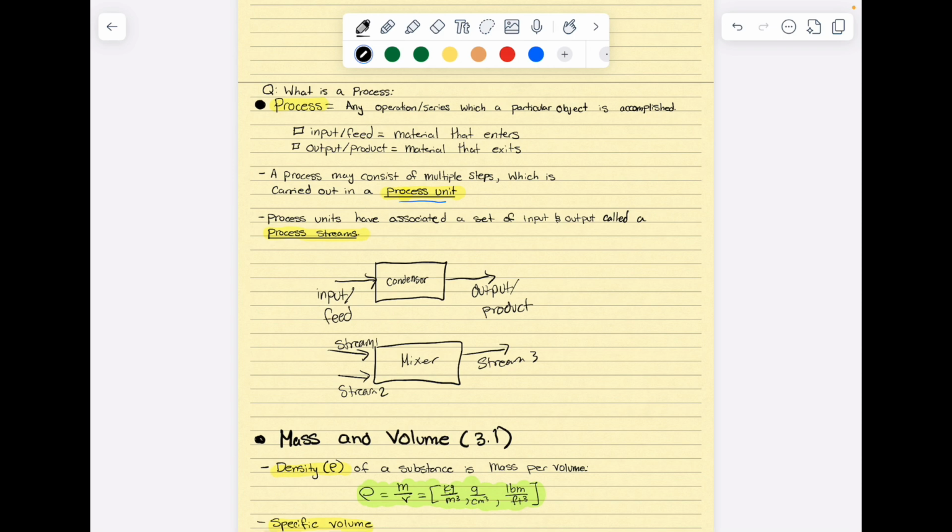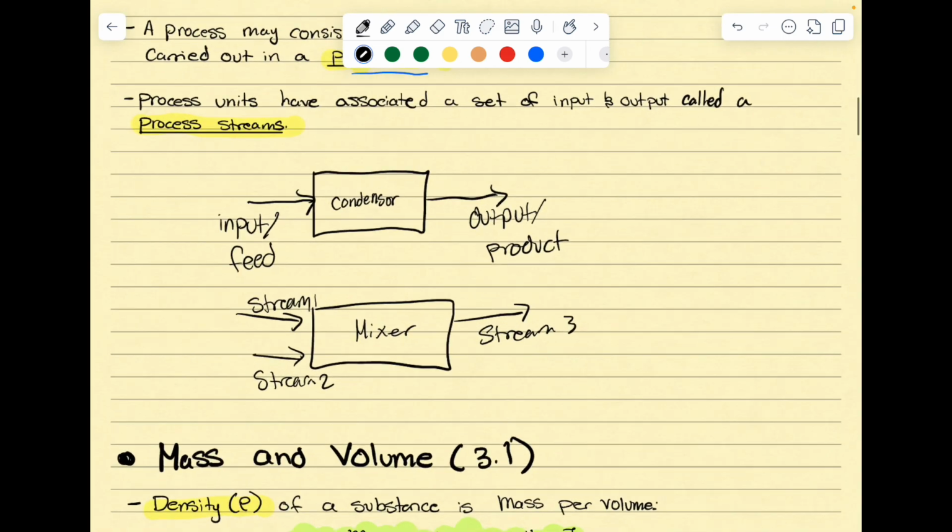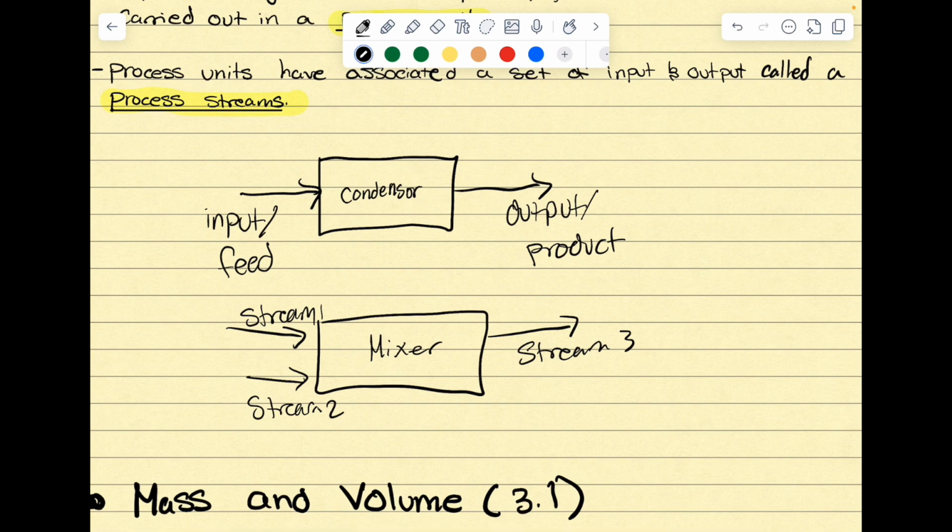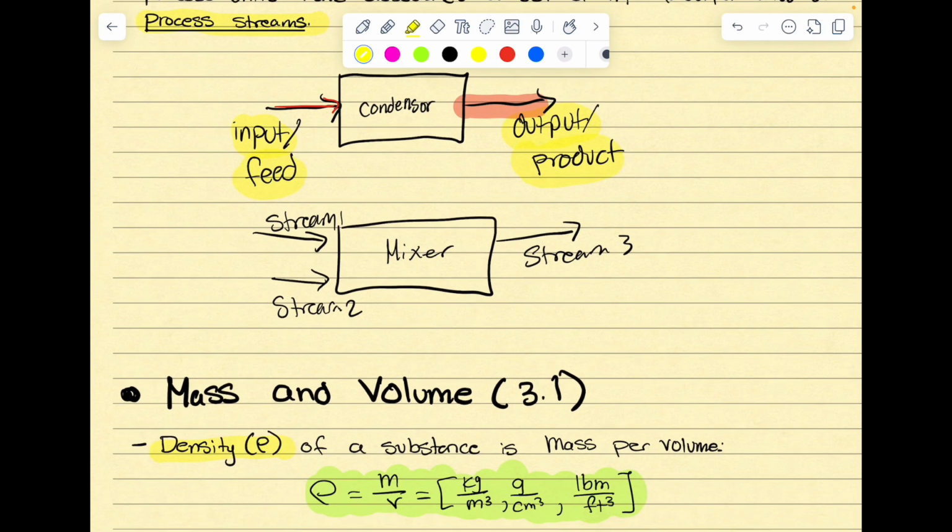Process units have associated a set of inputs and outputs called process streams. So what we mean is we can have a stream going into this condenser, and that would be considered an input or a feed, and then we can have a stream coming out of this condenser, and that would be considered an output or a product.